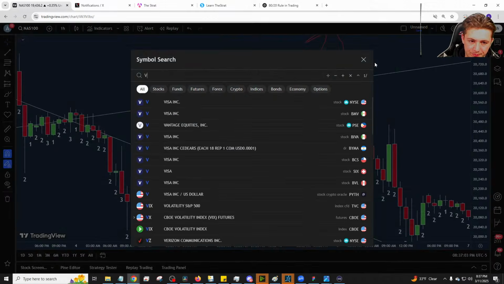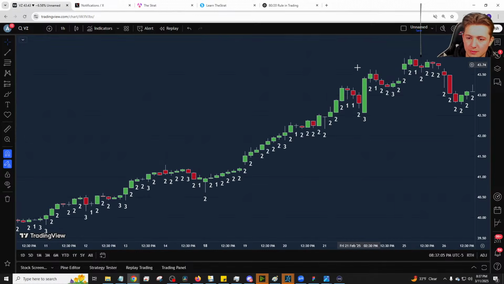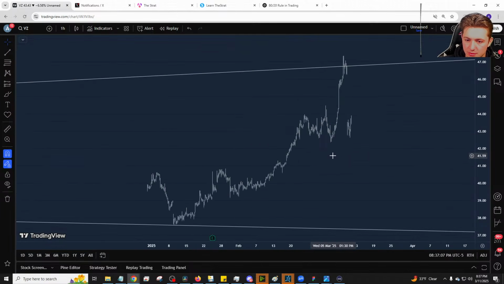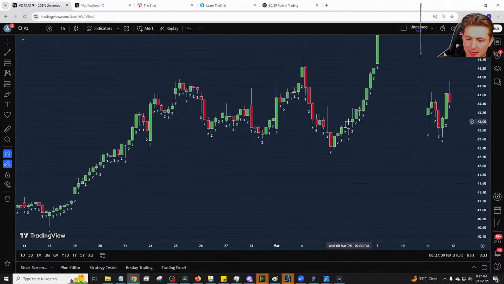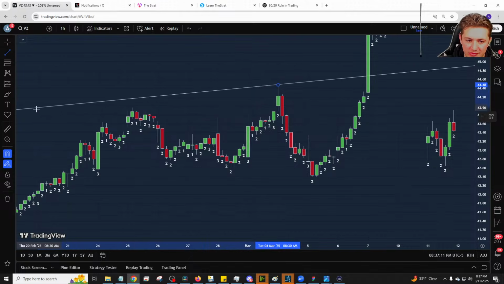So if we go to Verizon, here's our 60-minute broadening formation.